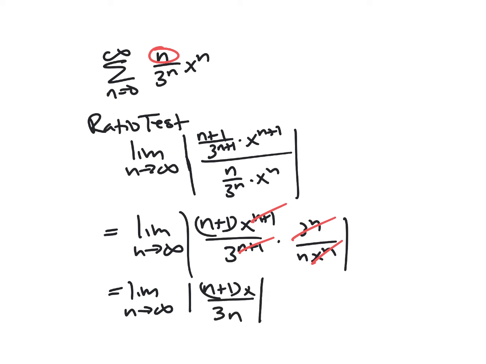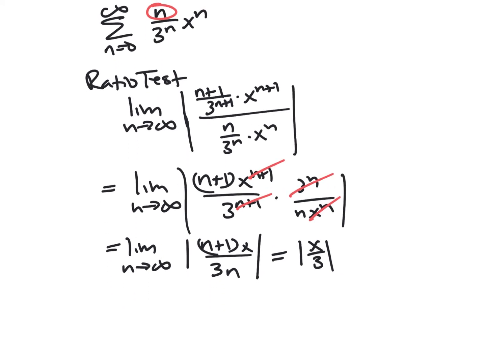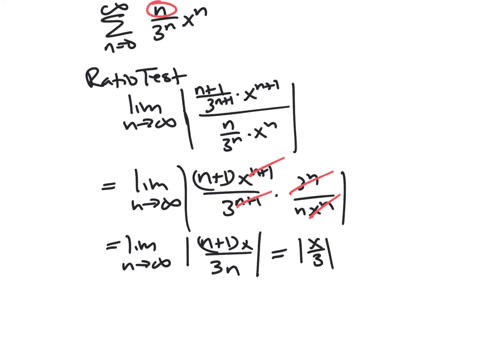Well, what's going to happen here as n goes to infinity, the n plus 1 over n is just going to 1, right? And so this is just going to be the absolute value of x over 3. Now, what does the ratio test say? It says if whatever ratio you end up getting is less than 1, it converges, otherwise it diverges. So our power series converges if the absolute value of x over 3 is less than 1.